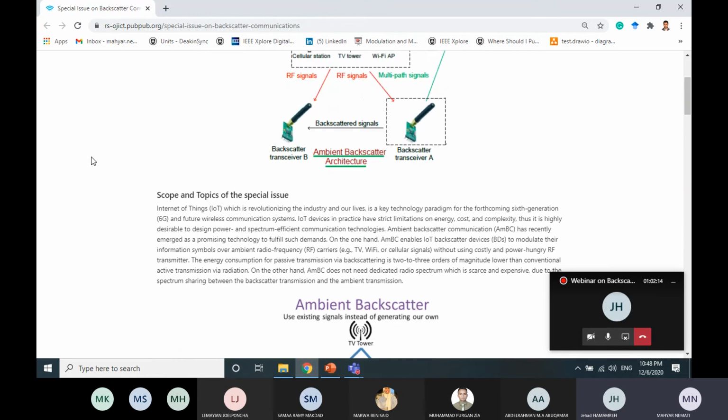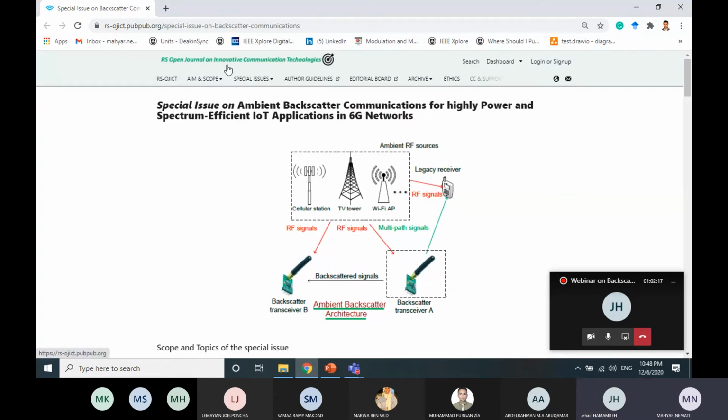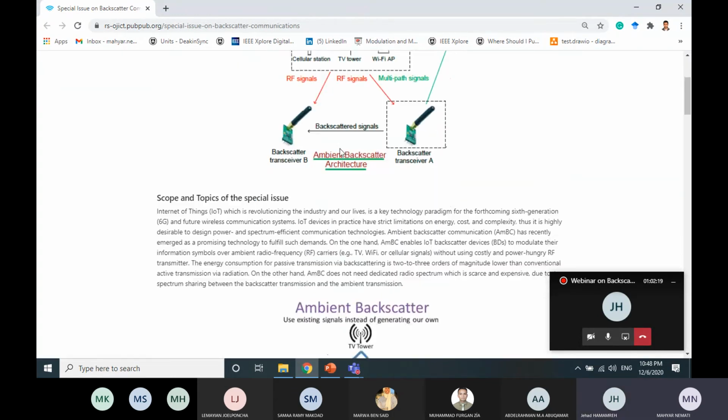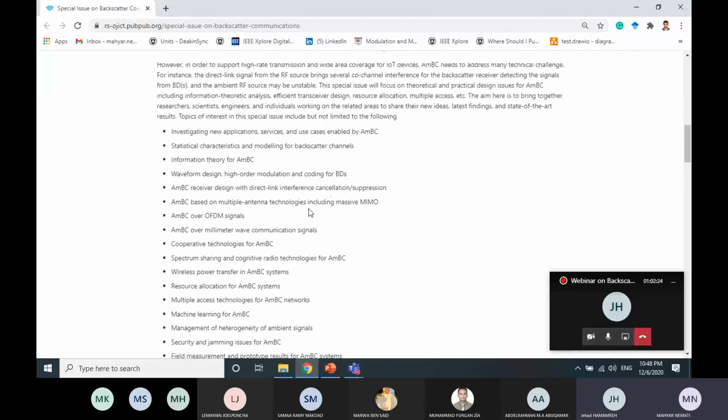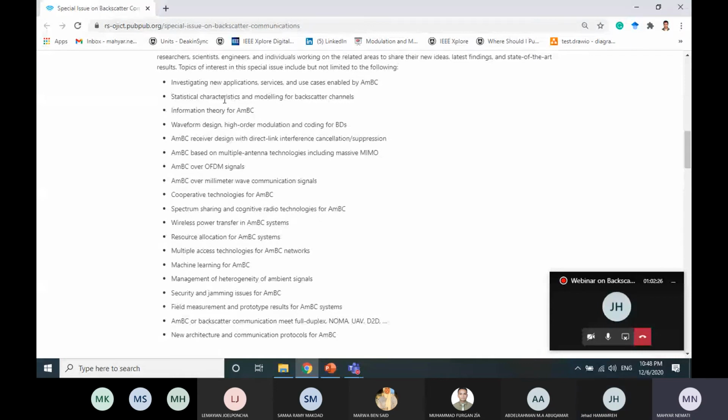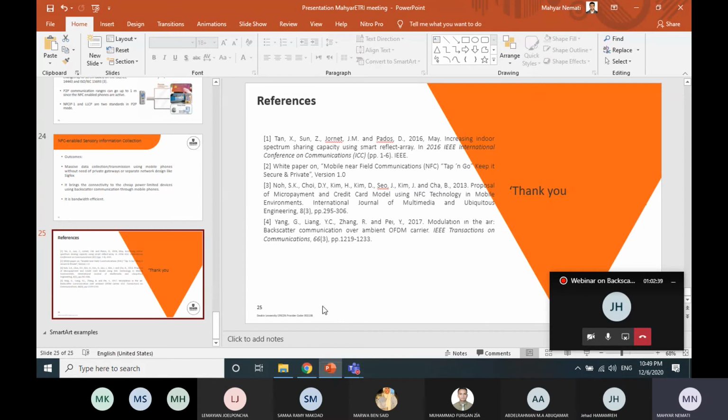So you can go through this. This is the title, Open Journal on Innovative Communication Technologies, and it will give you live comments from the reviewers as well, which will be very helpful, especially for the students. And these are the domains that this specific journal covers. So, back to my presentation.